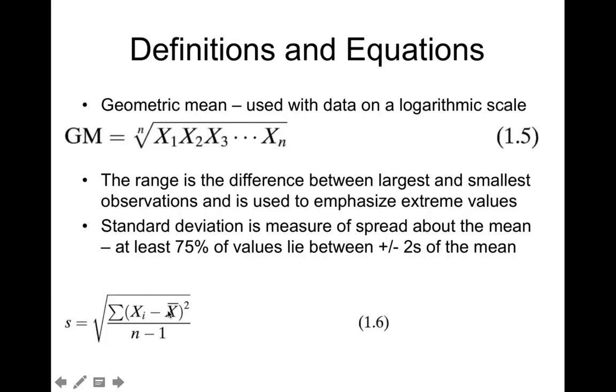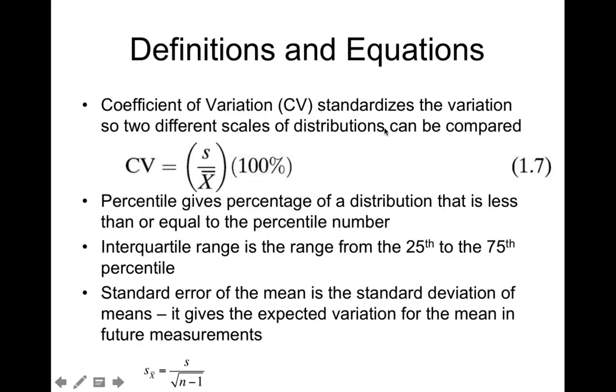And here's the formula for the standard deviation, where x sub i would be your individual measurements, x bar would be your mean, and then n minus 1 is 1 less than the number of measurements taken. The coefficient of variation is a way to standardize your variation so that if you have 2 different kinds of distributions, you can compare those two. So it's just the standard deviation divided by the mean times 100%.